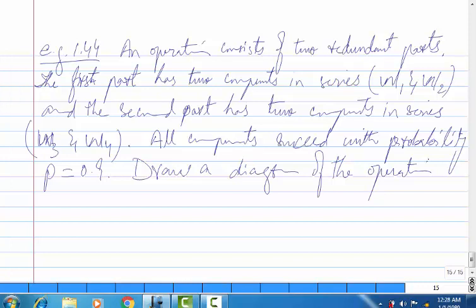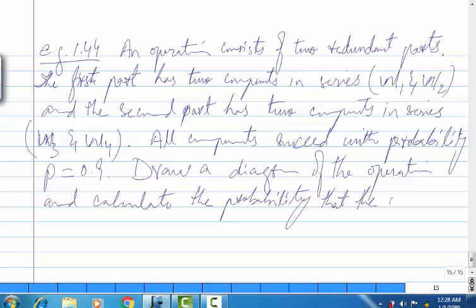So an operation consists of 2 redundant parts. So there are 2 redundant parts. Each part has 2 components that are in series. Okay. Now we have to draw the diagram of the operation and calculate the probability that the operation succeeds. Now this is the question we have to answer.